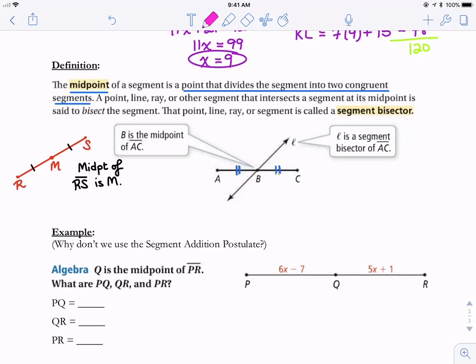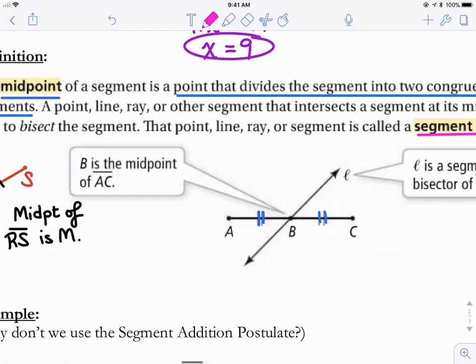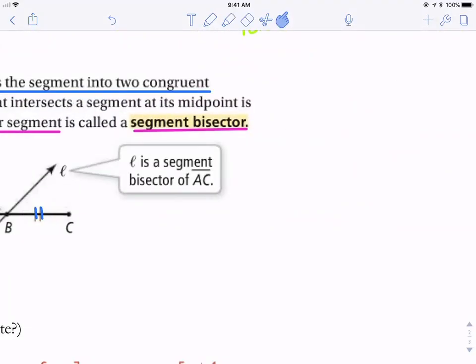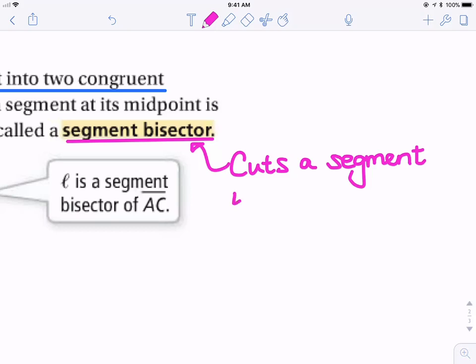Okay, and then the last term here is segment bisector. A segment bisector can be a point, line, ray, segment, anything that is cutting a segment in half at its midpoint. Okay, a bisector is something that cuts a segment in half, two congruent parts, and it's going to go through its midpoint.